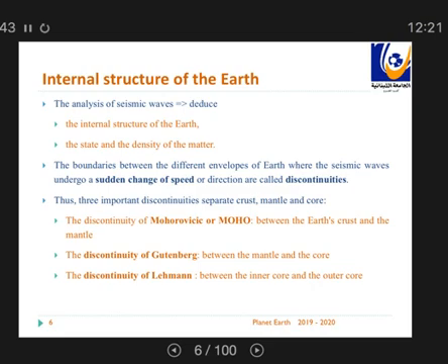We'll see them later on, but the principle is that waves change velocity when passing from one material to another material. And this is what indicates that we are passing from one composition to another composition. This is what defined the three main layers. It has been noticed that there are sudden changes of speed and direction that we call discontinuities. Now, there are three important discontinuities. The Mohorovicic discontinuity, also called MOHO, which separates the crust from the mantle. The Gutenberg discontinuity between the mantle and the core, and the Lehmann discontinuity between the inner core and the outer core.